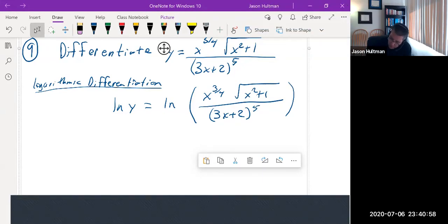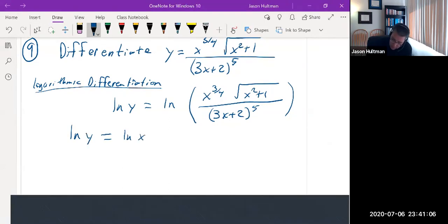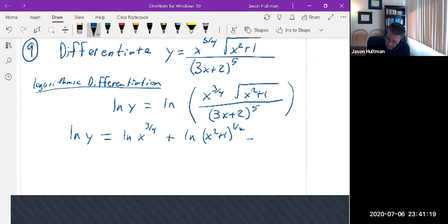Okay, and so what we're going to do is use the properties of logs here to break this up. So we're going to go natural log y is equal to the natural log of x to the 3/4 plus the natural log of x squared plus 1 to the 1/2 minus the natural log of 3x plus 2 to the 5th power.